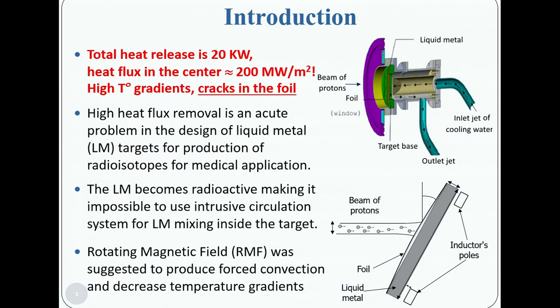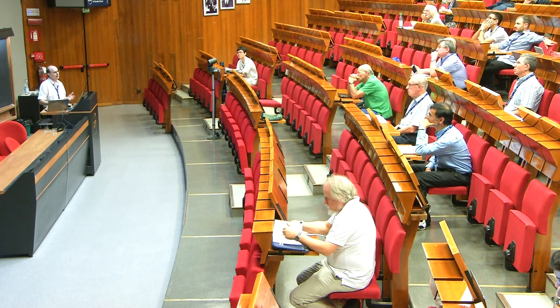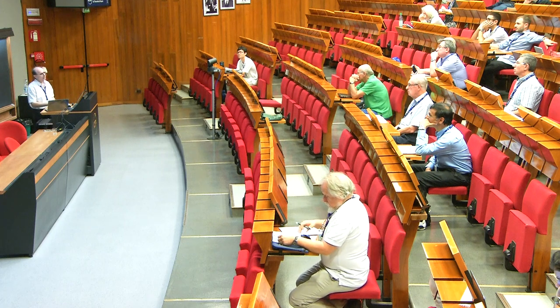The total kinetic energy of protons is 20 kilowatts, and all this flux of protons is concentrated in a rather small area, such that the total heat flux per square meter is 200 megawatts, which is very high. This high flux generates high temperature at a local point close to the center of the target. And far away from this point, the temperature is close to the ambient temperature. So high temperature gradients are generated inside the target.